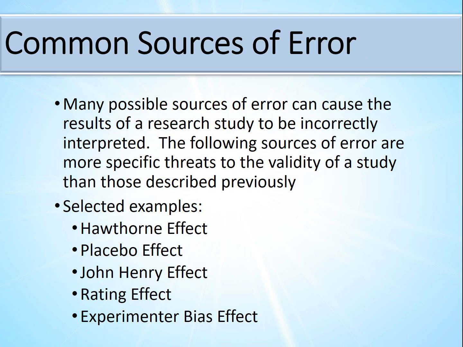There are several common sources of error. Many possible sources of error can cause the results of a research study to be incorrectly interpreted. The following sources of error are more specific threats to the validity of a study than those described previously. The selected examples are Hawthorne effect, placebo effect, John Henry effect, rating effect, experimenter bias effect.